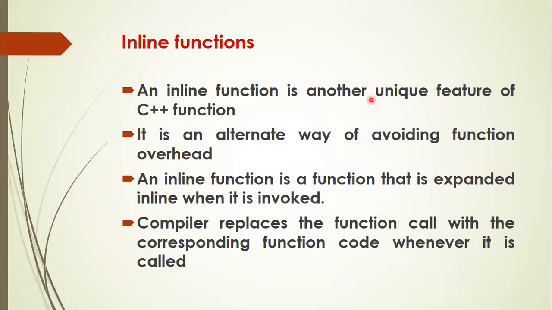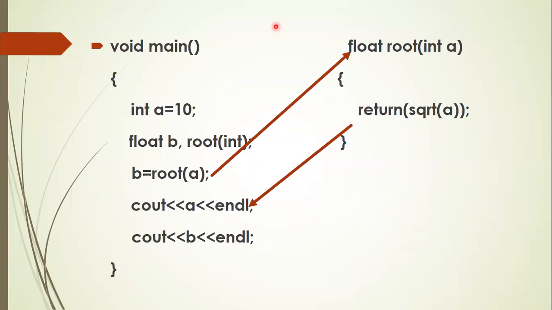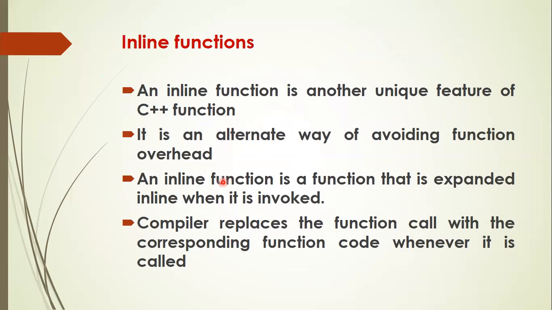Here is an example. In the previous example, you are calling the root function like this: b equal to root of a. In a normal function, the control has to jump to the function, do the calculation there, and come back. But if you make the same function an inline function, the line return sqrt of a, which is the content of the function, is automatically copied into this place. So the jumping from calling to called function, doing the work there and returning back, all of these things are completely avoided. That is the intention of making any function inline.